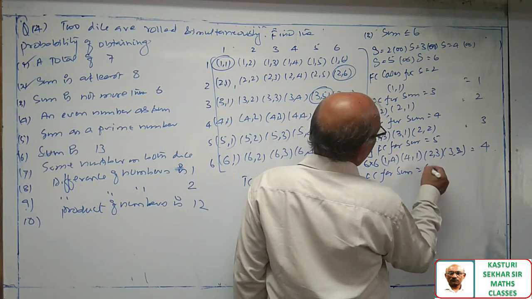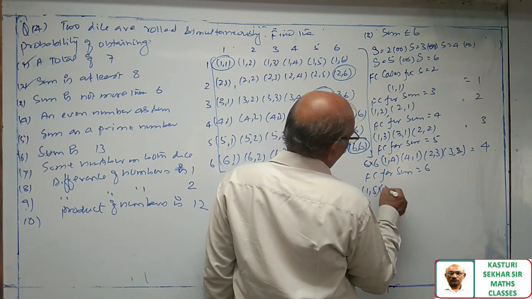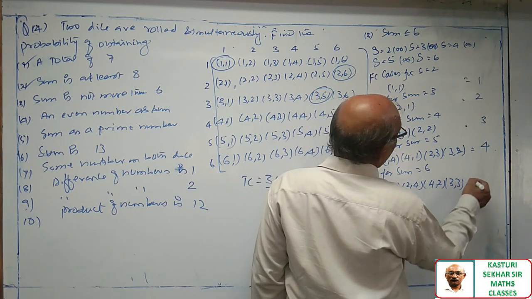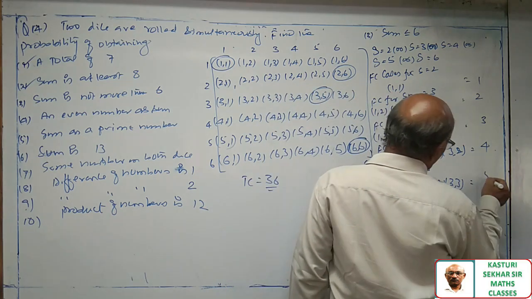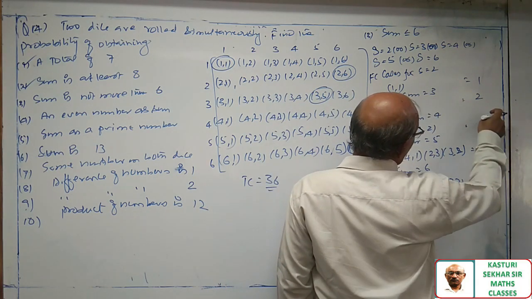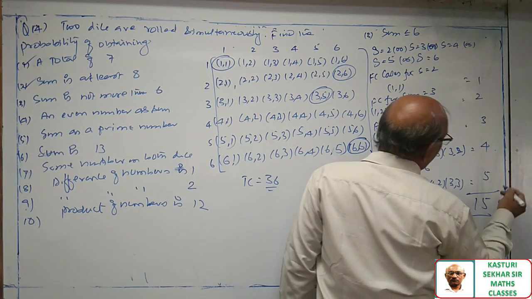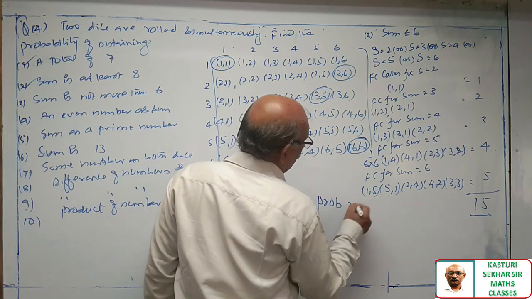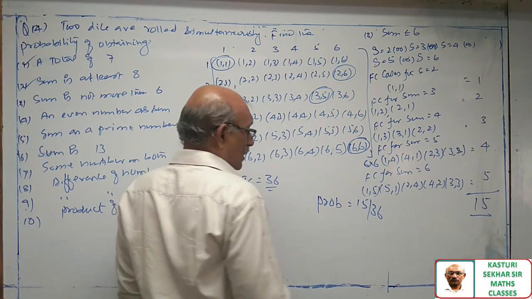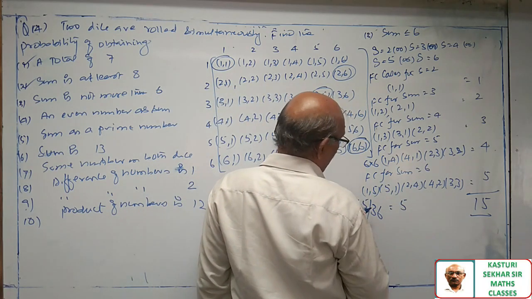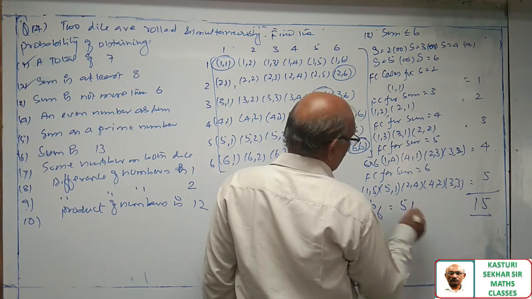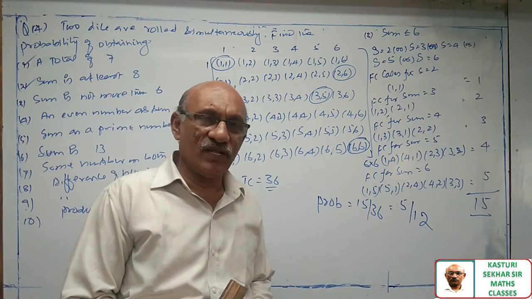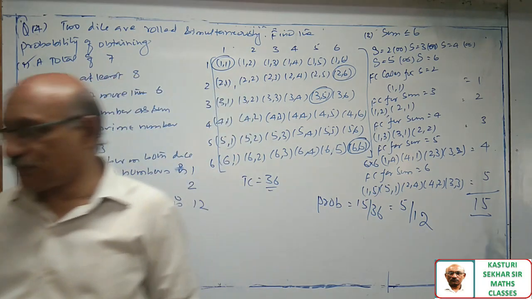Favorable cases for sum is equal to 6. 1, 5, 5, 1, 2, 4, 4, 2, 3, 3. 1, 2, 3, 4, 5. 5 cases. 1, 3, 6, 10, 15. Once again, total is 15. So probability is equal to 15 by 36. Once again, 3 will go 5 times, 3 will go 12 times. 5 by 12 is the answer. Okay, sir? Note down the solution.